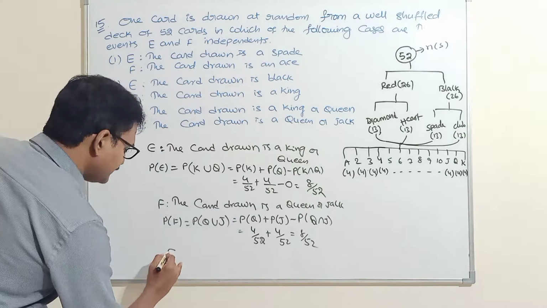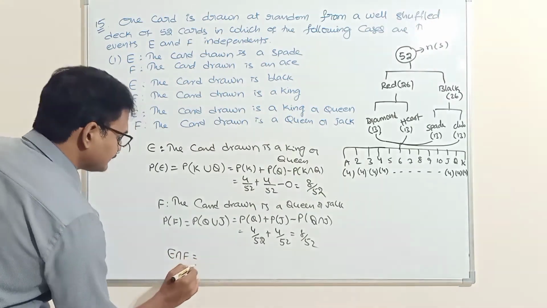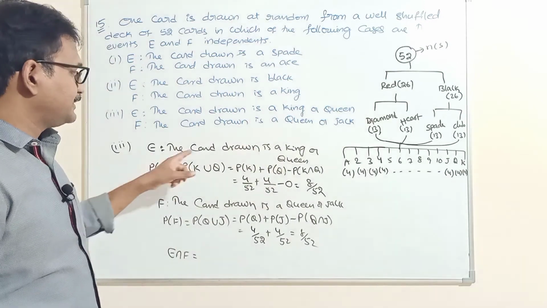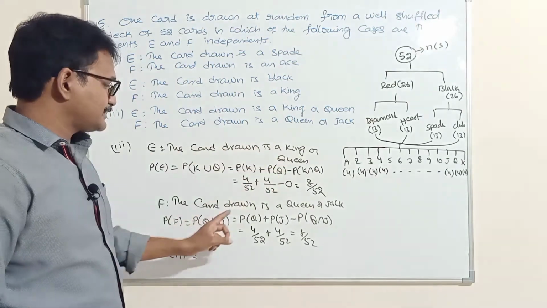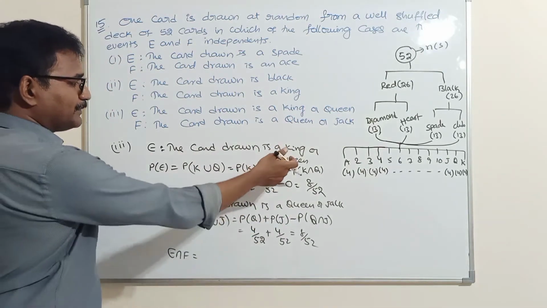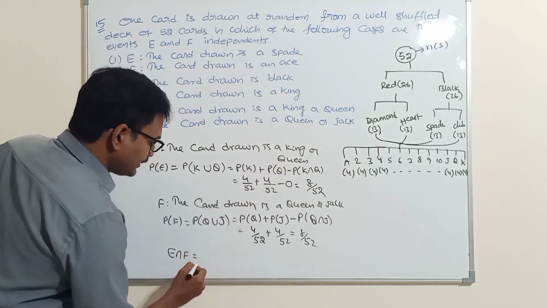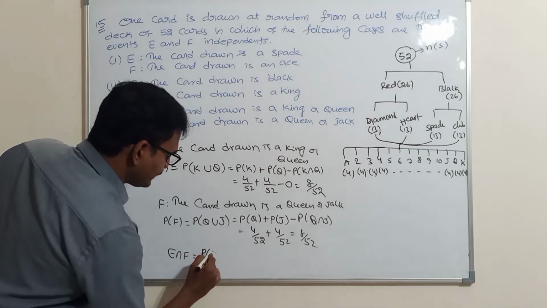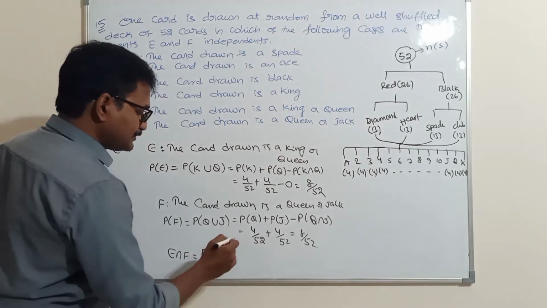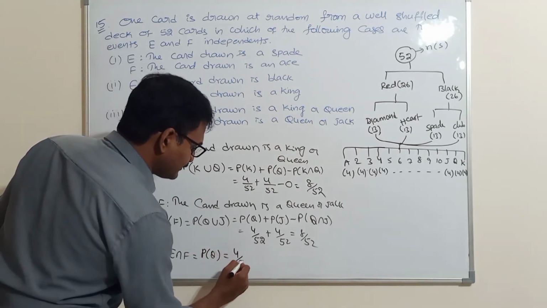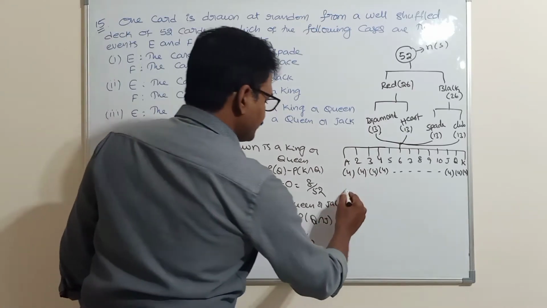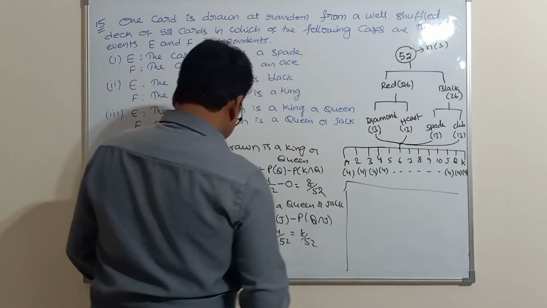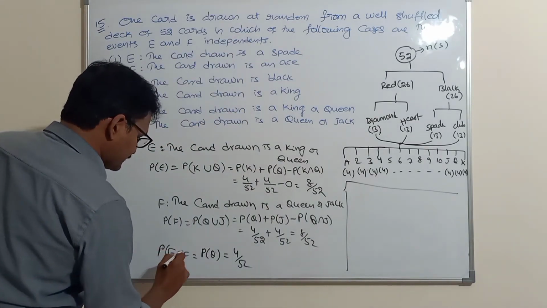Next, E intersection F. Event E is king or queen. Event F is queen or jack. So what is the common for E and F? Queen is the common. Probability of drawing a queen card means 4 by 52. Next, P of E intersection F.